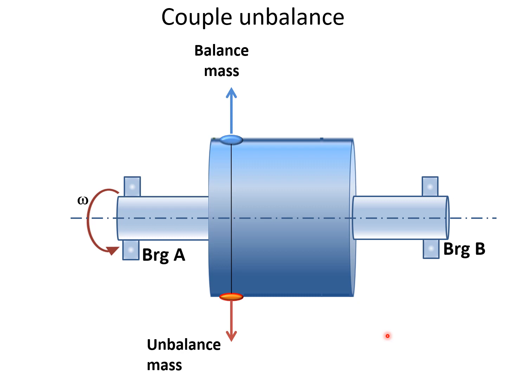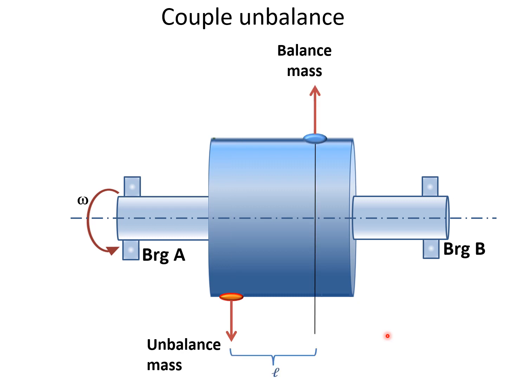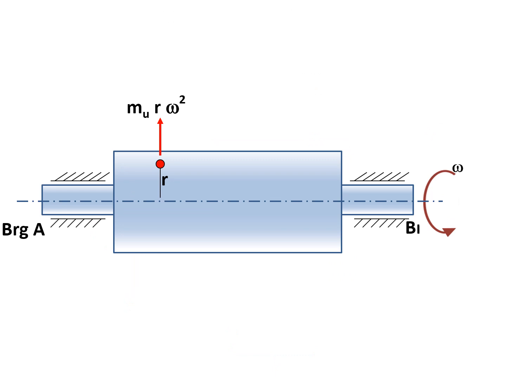But consider the condition if we provide a balancing mass in some other plane. If we do that, then we'll generate some couple, and this couple has to also be balanced. So we generate an unbalanced couple which is required to be balanced. This couple will produce forces on the bearings. So in such cases we have to go for dynamic balancing. That means we have to balance force and we have to balance couple together.